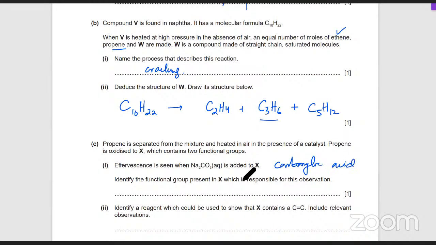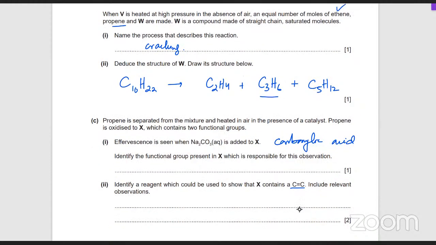Identify the functional group present in X. That's done. Identify a reagent which would be used to show that X contains a double bond. So, how do you identify a double bond? Add bromine water, it turns colorless. Okay, so just bromine water, and that is decolorized. Or yeah, red-brown too. Or orange to colorless.